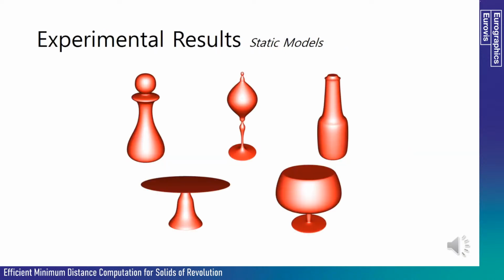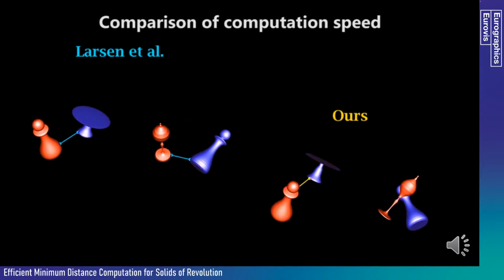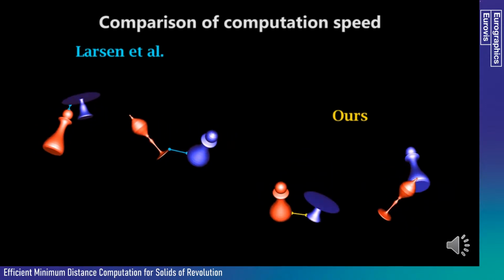Now, let me show the efficiency of our algorithm by comparing it with other algorithms. Using these 5 different static models, we have compared minimum distance computation time in various precisions. In this video, you can see that our algorithm runs much faster than the other algorithm.